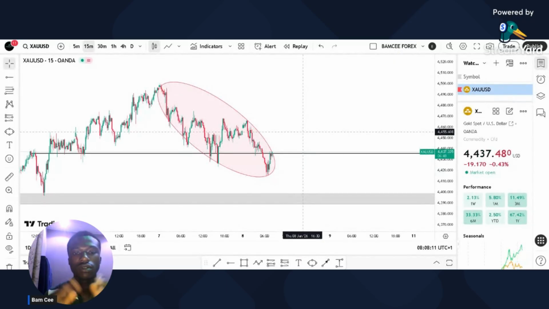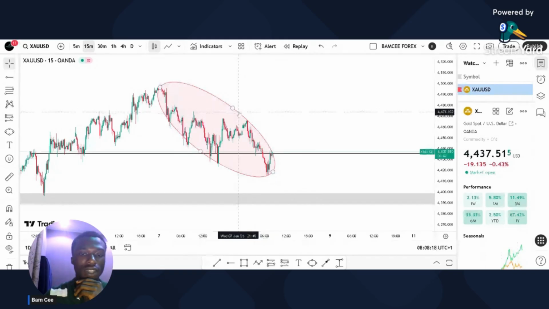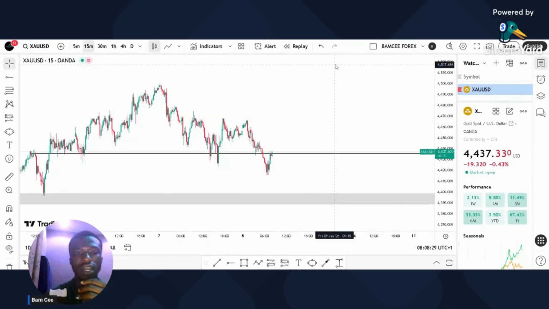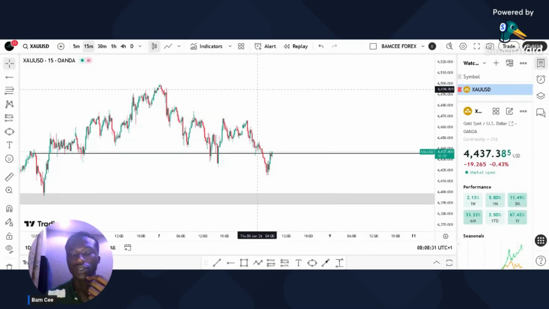All right, so this was a concern to me, and I've been able to sort that out. That's why I'm taking time to explain to you guys that this can also be one of the reasons why you are finding it difficult to make money trading the financial market, because you don't understand how to mark out clear key zones and how to understand the structure of the market.